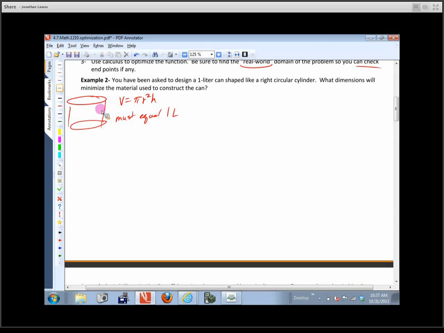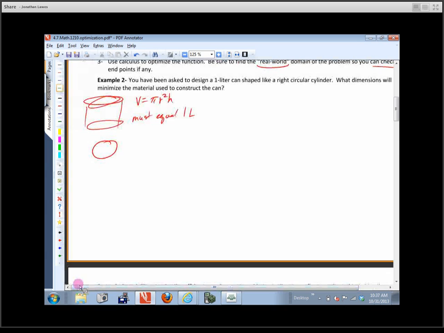Okay, area of the top and bottom. Okay, so if I were to take this and I were to say, cut the top off, I'd have a circle, right? If I cut the bottom off, I've got a circle. And then if I take the side and cut it vertically and then lay the whole thing out, wouldn't the side be made of a rectangle and the top and bottom are just circles? Yeah. Okay, so this right here is just a circle. What's the formula for the area of a circle?